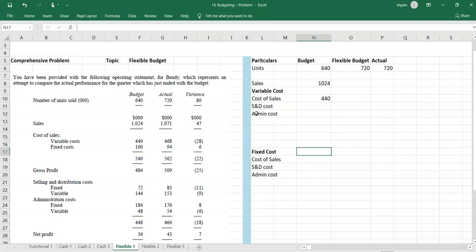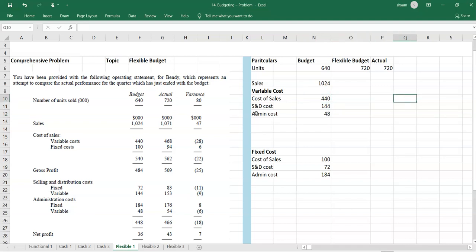then 100 here. So selling fixed is 72 and administration is 184. Selling and distribution variable is 144. And administration cost variable is 48. So we got all the numbers here.